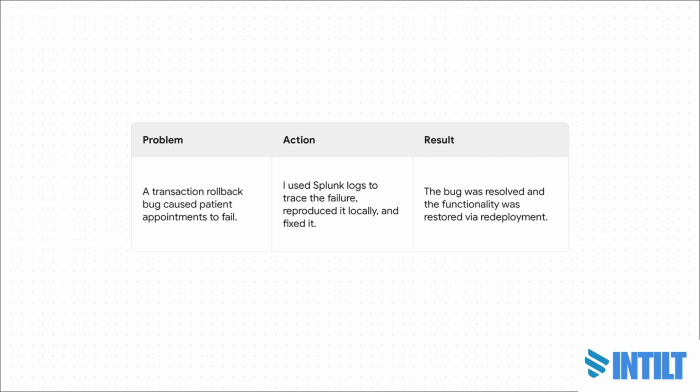The problem: a critical bug was breaking the appointment system for actual patients. The action: I dove into the Splunk logs to trace the error, I reproduced it on my own machine, and then I coded the fix. The result? The bug was totally squashed, we redeployed, and everything was back to normal. That shows ownership from beginning to end.